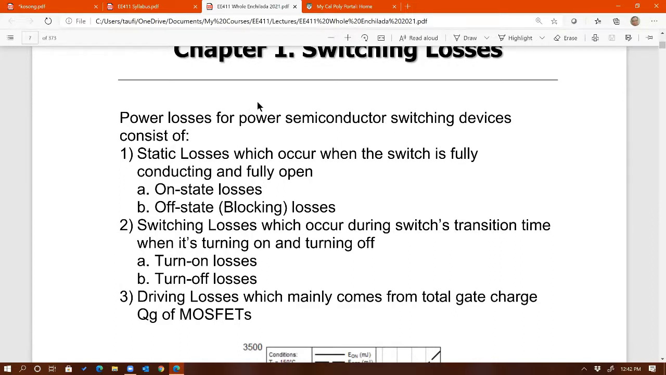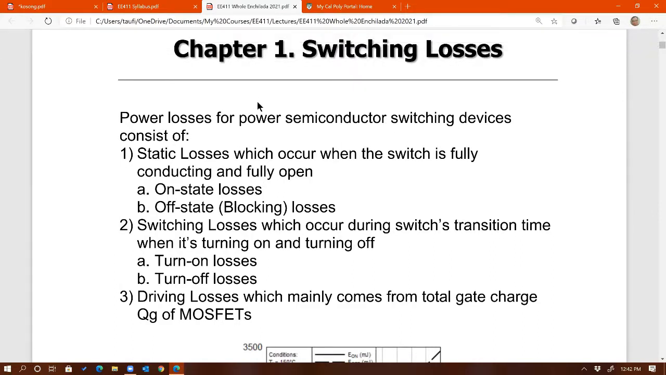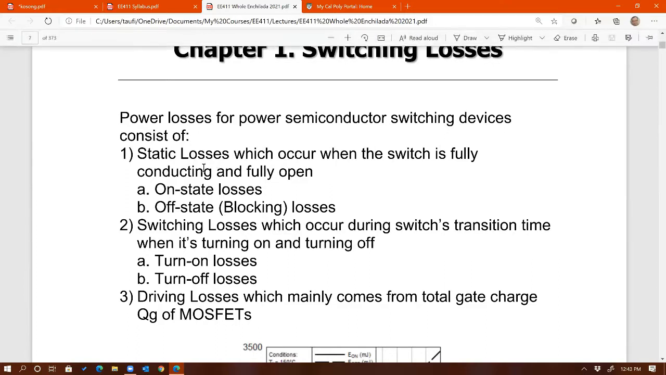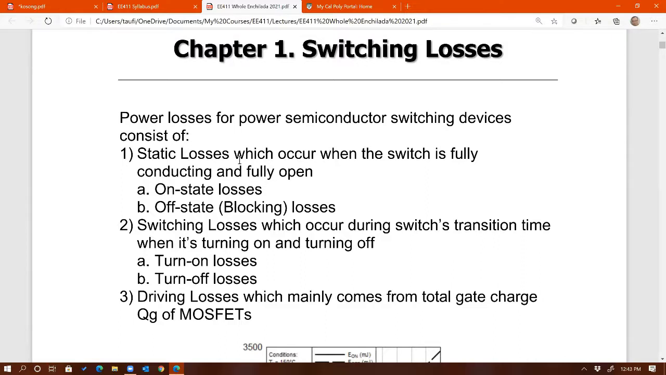Okay. So in general, there are three different sources of power losses in any switching device. The first one is static losses, then switching losses, and finally driving losses. Static losses refer to the loss that occurs when the switch, such as a MOSFET, IGBT, or diode, is fully on or fully off.